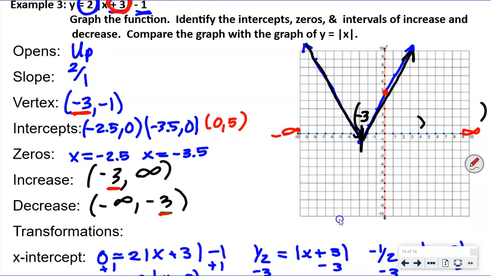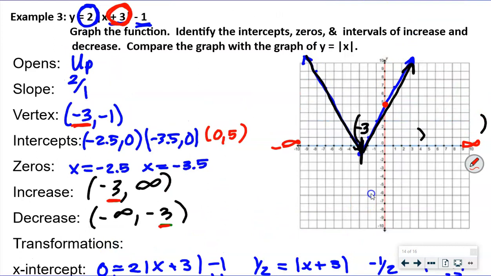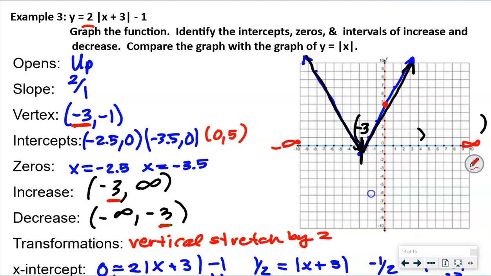Okay. Now let's talk about our transformation. So let's look at A. I'm going to erase this here. So we're going to look at this first. So what does that tell us? So this is a vertical stretch by what? By 2. Okay. And then what does this right here tell us? It went left 3. And then what about this right here? What does that tell us? Down 1. Okay. Hopefully you guys are seeing these patterns by now.